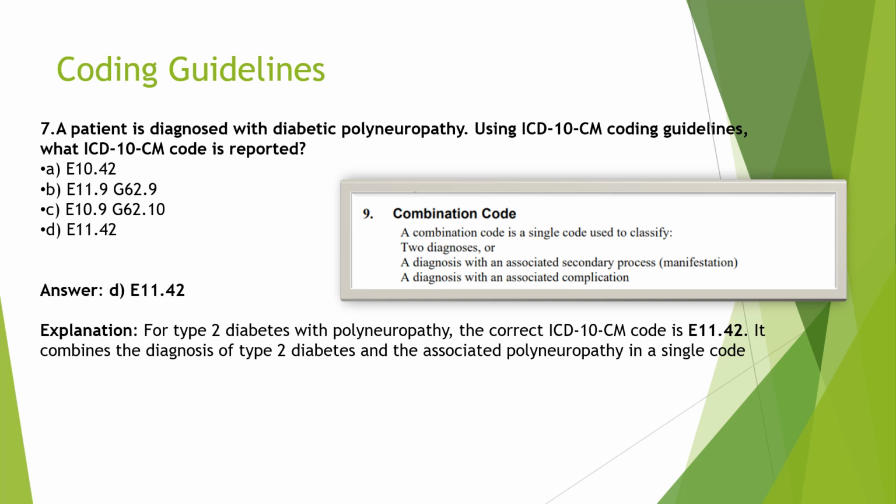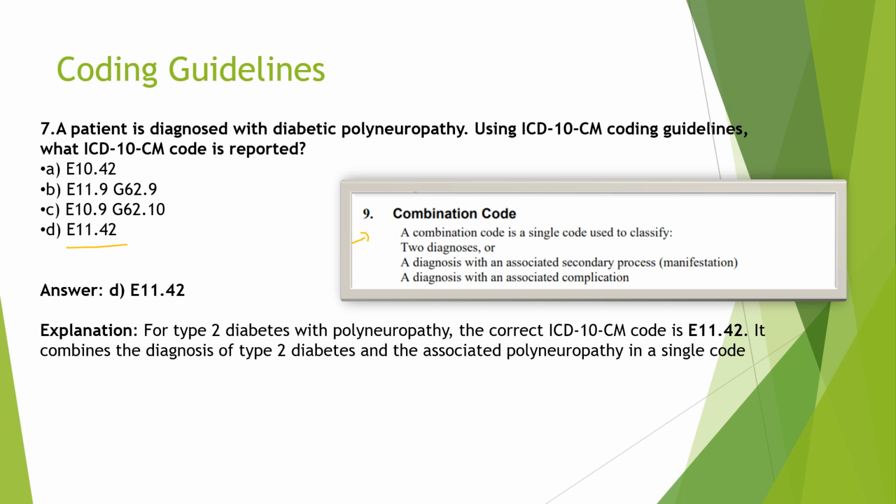So next, coming to the ICD coding guideline. Here the patient is diagnosed with diabetic polyneuropathy. Using the ICD-10-CM coding guideline, what ICD code is reported? We all know there is a combination code, diabetes with polyneuropathy, so the answer will be E11.42. If you are not at all aware of how to code a combination code, please refer to the ICD conventions or the general coding guideline regarding combination codes.